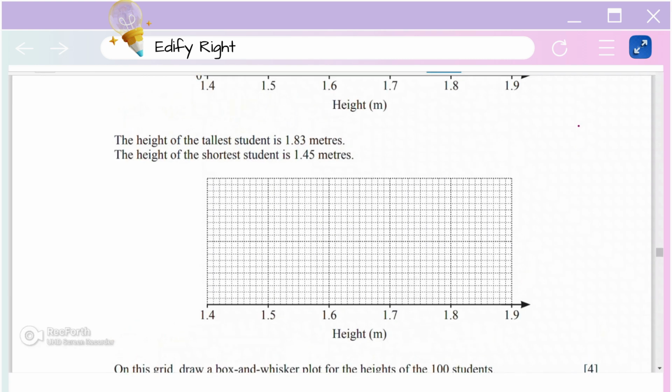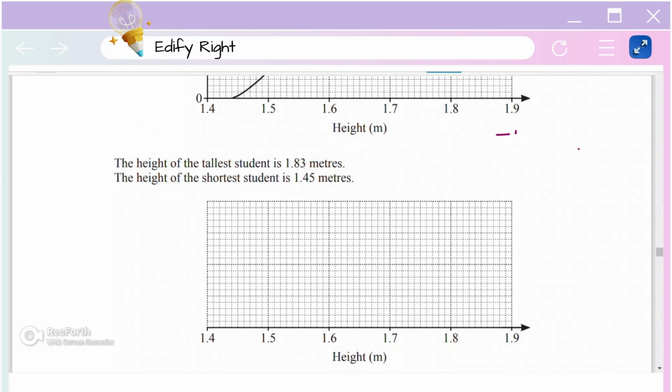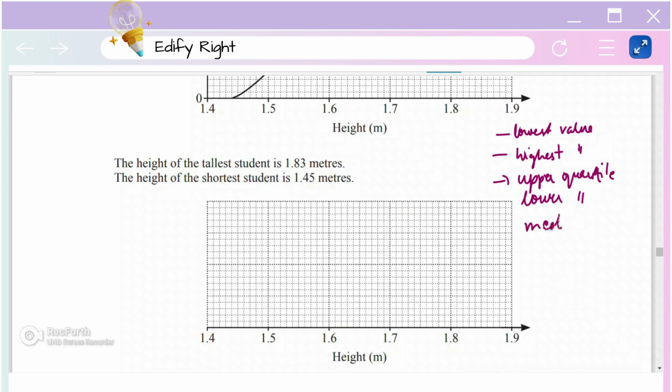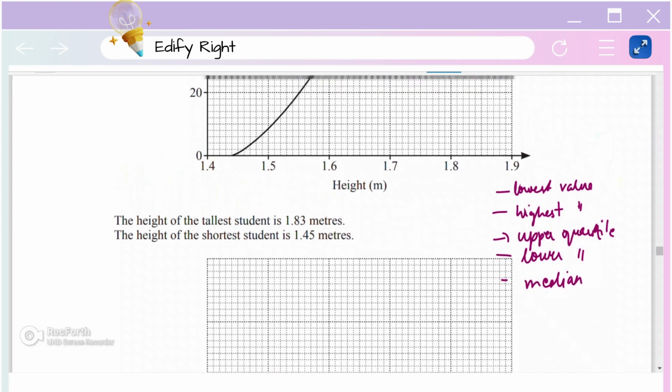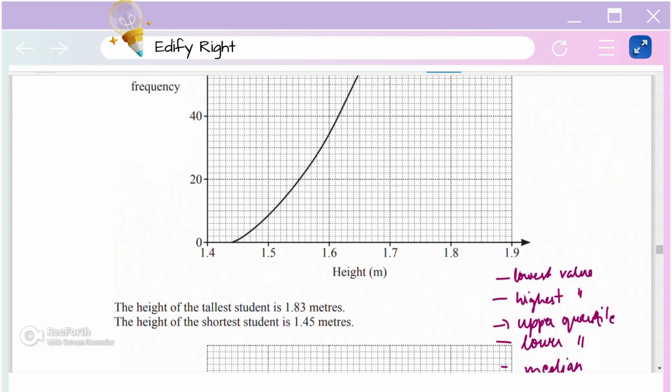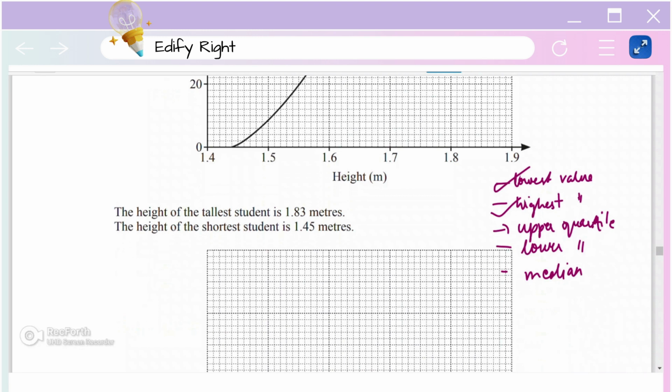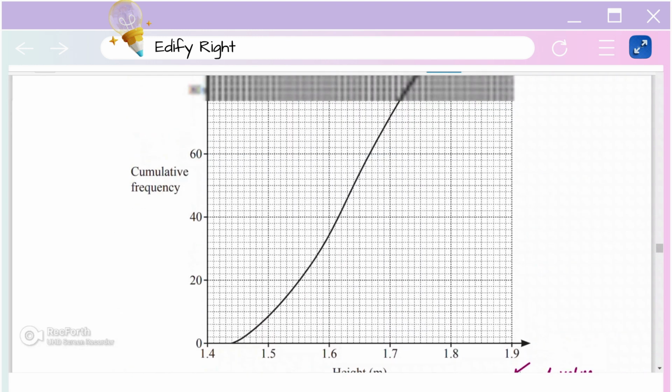Now to draw the box and whisker plot, you need 5 things. First is the lowest value possible from the data. Next is the highest value. And then you have upper quartile, you have lower quartile, and then median. So you have to know the values of each of these things to draw a proper box and whisker plot. So let's try to derive all these values. The lowest and highest values are already given. Let's try to find the rest of the 3 values over here.